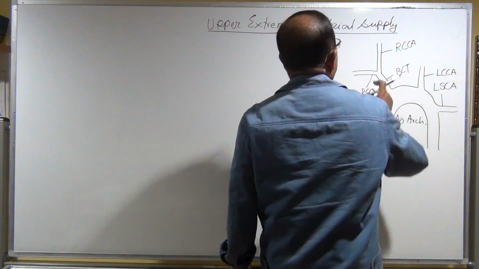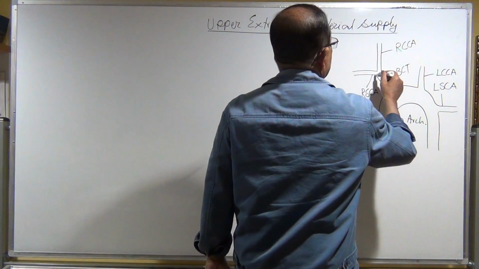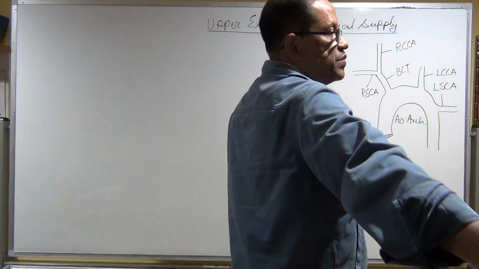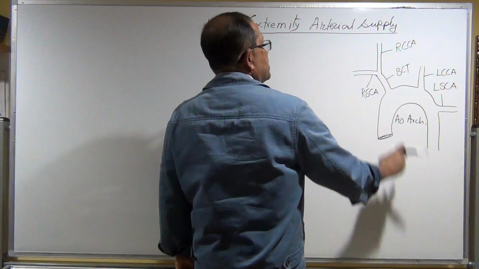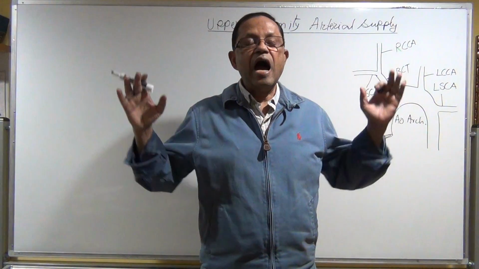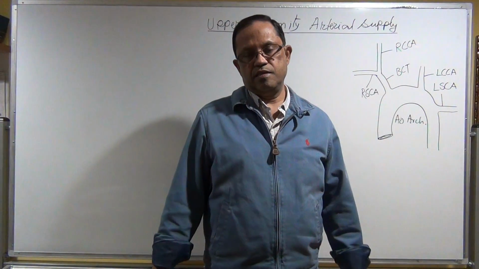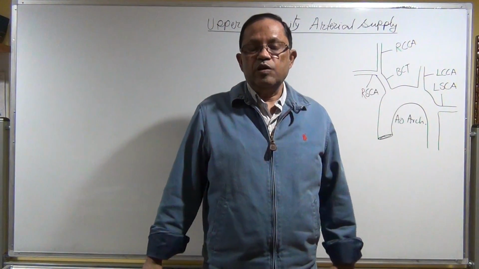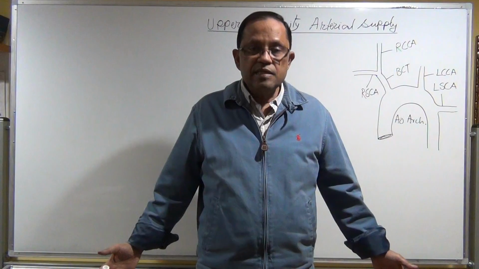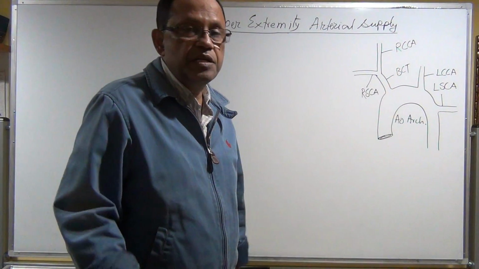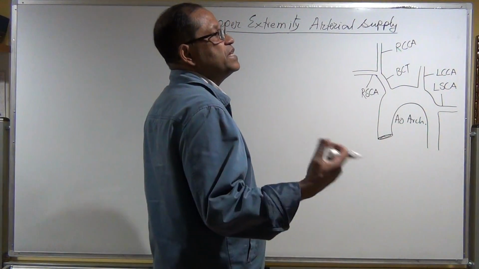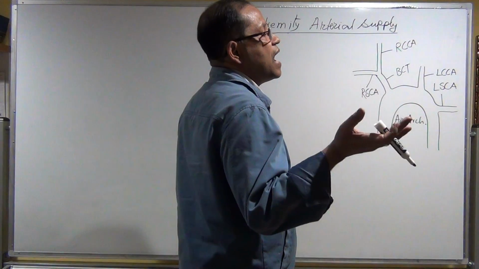This right subclavian artery is the main source of the arterial supply of the right upper extremity, and both subclavian arteries are high resistive blood vessels. Why? Because they don't supply an organ, they supply the muscle, skin, harder tissues, and dense tissues. So their resistivity index is higher.